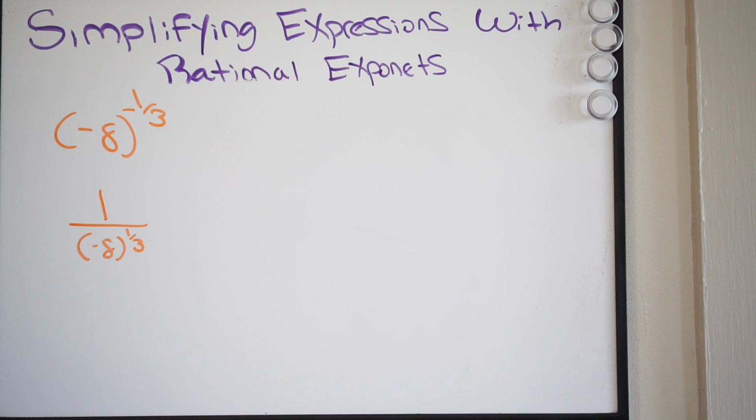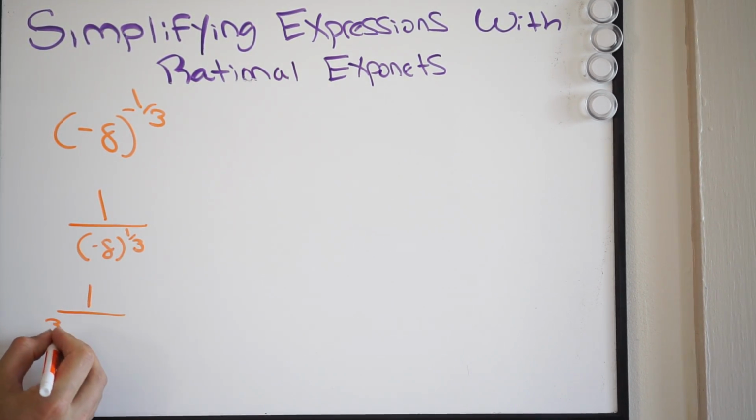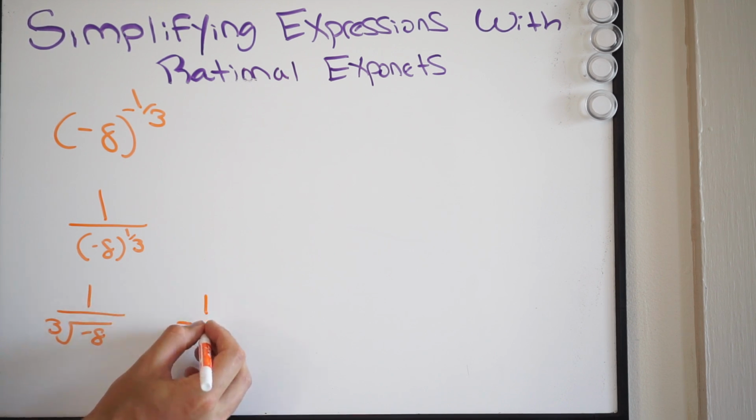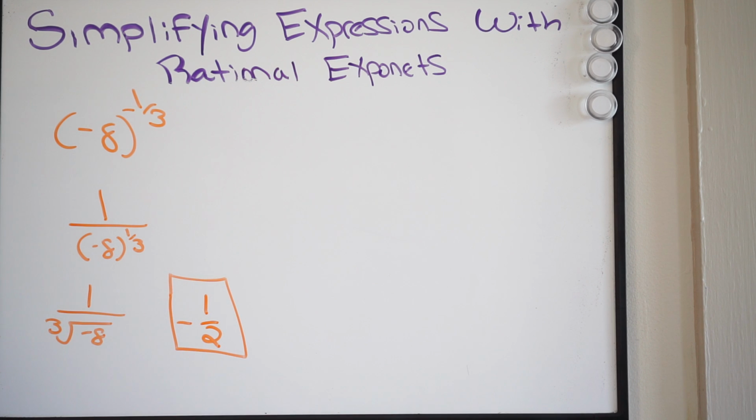Let's put this into its radical form, so we'll have 1 over the cube root of negative 8. What number, when we multiply by itself 3 times, will give us negative 8? Well, that's going to be negative 2. Negative 2 times negative 2 times negative 2 is negative 8. So our final answer here is going to be negative 1/2. Let's try one more problem and that will be it.